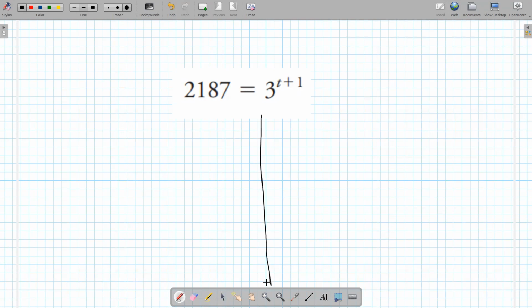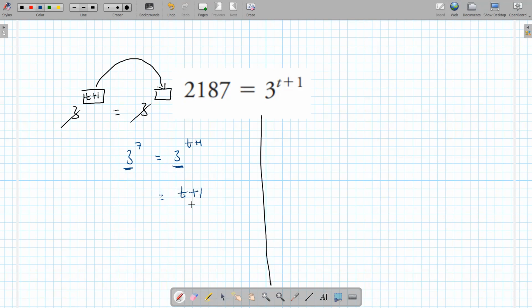One of them is this idea: 3 to the power of something equals 3 to the power of something. Over here we have t plus 1. If we can write 2187 in terms of 3, then this 3 and this 3 cancel out, and t plus 1 will be this number here. For this one, I'm going to use my calculator. I'm going to do 3 power 8. I've overshot it. It's 3 power 7. So look at this: 3 to the power of 7 is 2187, which equals 3 to the power of t plus 1. Compare the left side with the right side. 3 is 3. That means what is t plus 1 equal to?